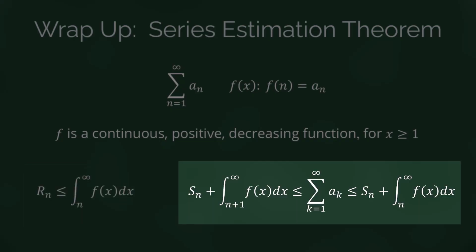And we can also determine a lower bound and upper bound using the fact that s sub n plus the integral from n plus 1 to infinity of the function must be less than or equal to the series, which must be less than or equal to s sub n plus the integral from n to infinity of our function.